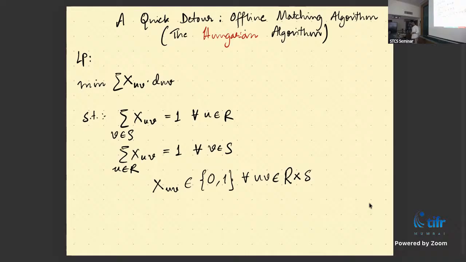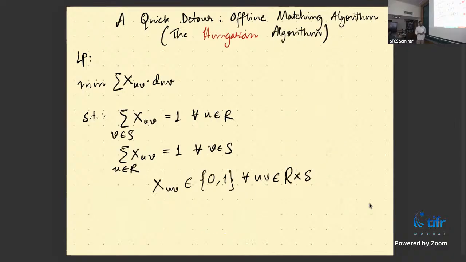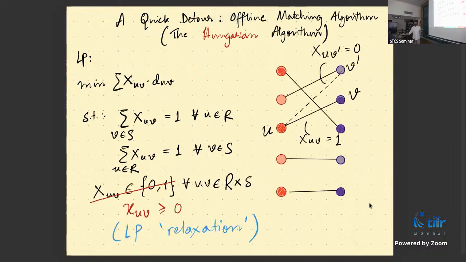By the way, minor nitpick. You say that it is an LP, but then you say x_uv is Boolean. Yeah, please excuse me. Okay, now it's an LP. Good, he is always right. Technically, this is an ILP, but as always, we relax the ILP because solving ILPs is NP-hard. In this case, it's not binary. I will come to that in a bit.